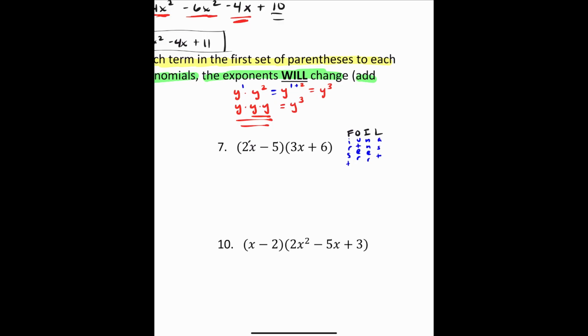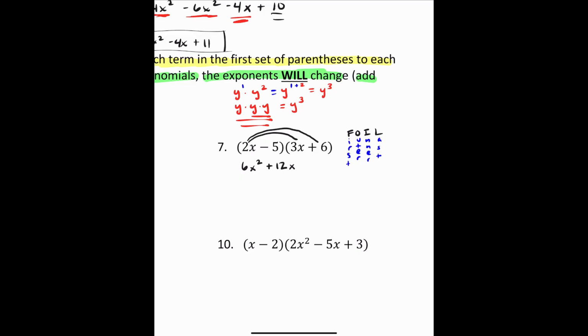So I'm looking at 2x. I'm going to multiply the 2x and the 3x. Basically, that's my first, right? I'm multiplying the first terms. So 2x times 3x, that's 2 times 3, that's 6. X times x is x squared. Then I'm going to multiply the first term with the outer term. So it's 2x times 6. So 2 times 6 is positive 12. And then you slap on the x.